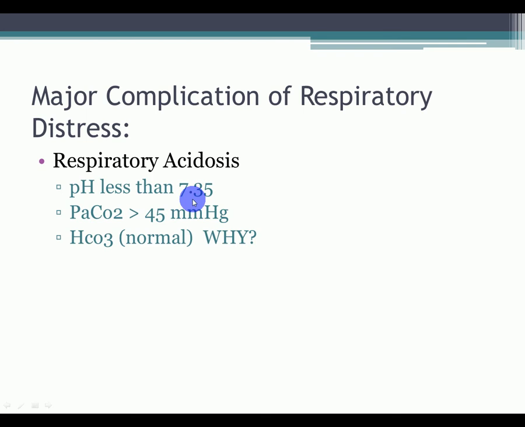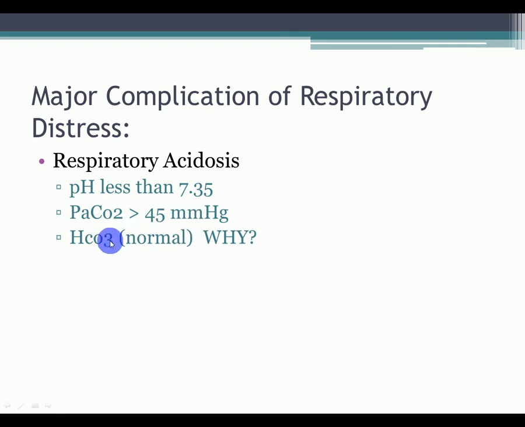A pH less than 7.35 would be acidotic. If the PaCO2, or carbonic acid, is greater than 45, carbon dioxide, then that is acidotic.